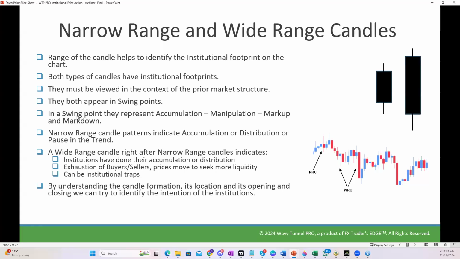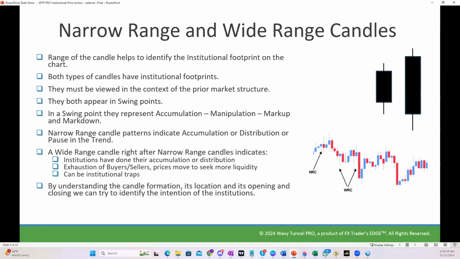Now, both kinds of candles appear in swing trading. Sorry, both appear at the swing point. When you make a swing point, you will see that somewhere there are narrow range candles and somewhere there are wide range candles. If a wide range candle has a body more than 60% of its range, we consider this particular candle a power candle.